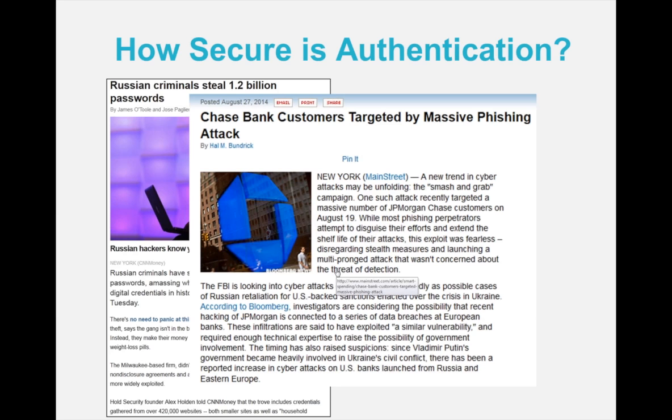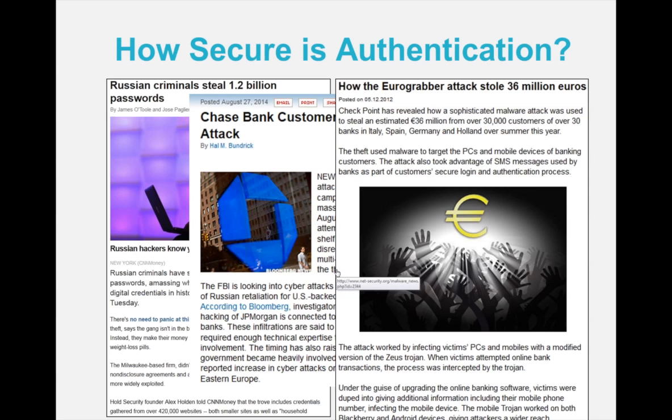The third type of attack we have seen was more complicated, a very concerted attack called Eurograbber, where the attackers were able to steal 36 million euros. They attacked the PCs to install a Trojan horse, and they attacked the mobile phones to actually divert the text messages with a one-time password to the attacker.